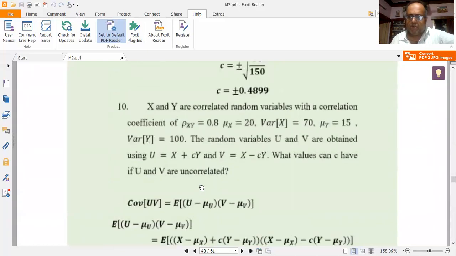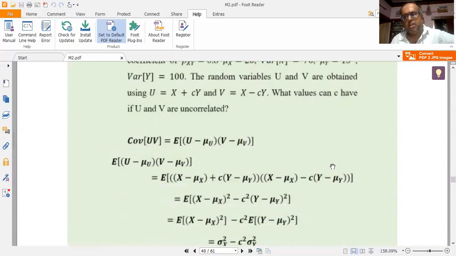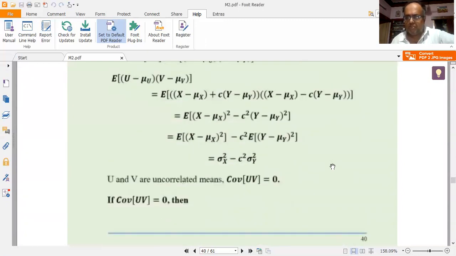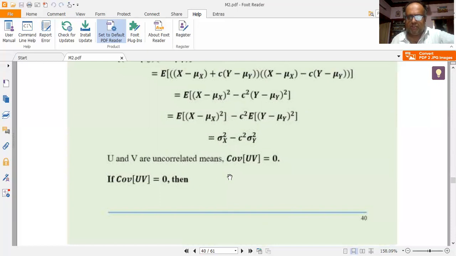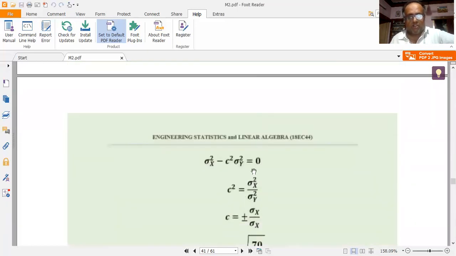Now apply the given problem statement condition. I have to find the value of c such that U and V are uncorrelated. By theory, I know that if U and V are uncorrelated random variables, then the covariance is equal to 0. So if covariance of UV is equal to 0, then sigma X squared minus c squared sigma Y squared should be equal to 0, because that's the value of the covariance I have calculated. Solving for c squared, I get c squared is equal to sigma X squared by sigma Y squared.